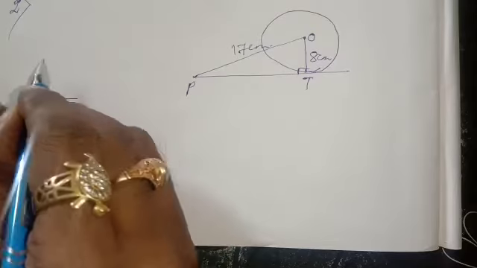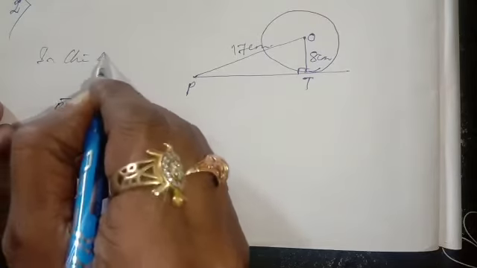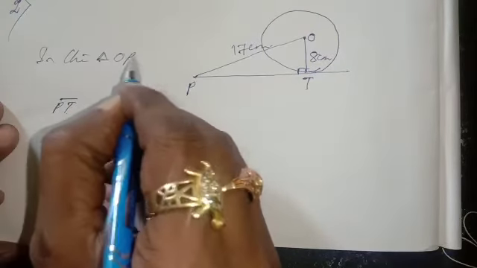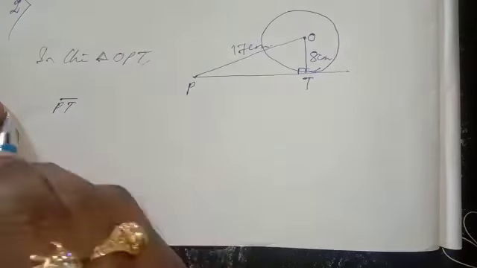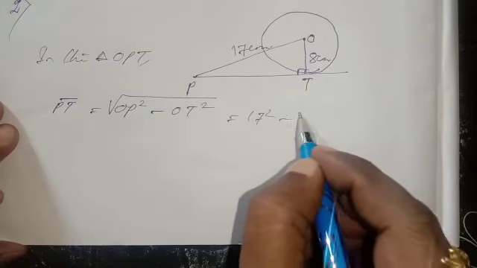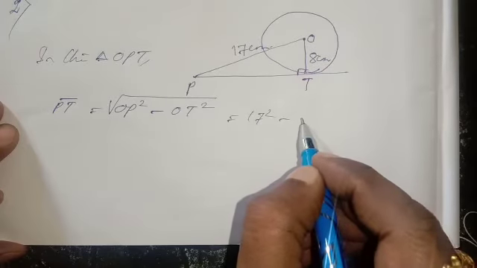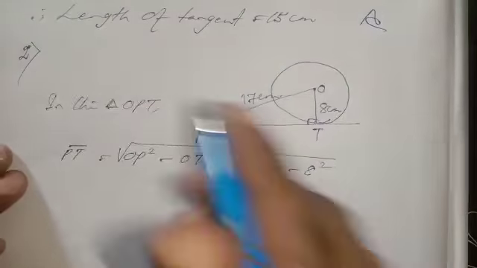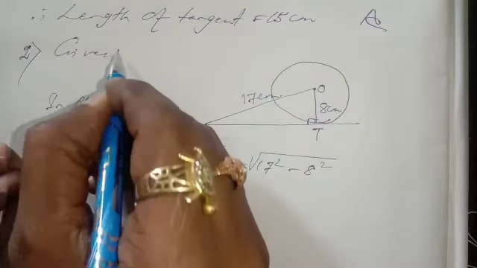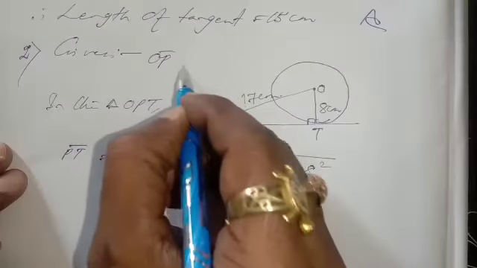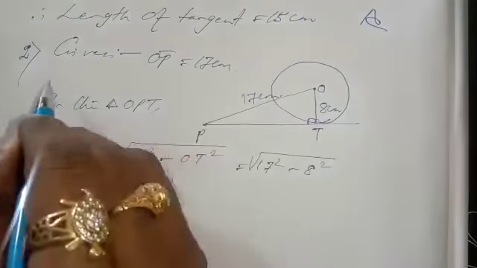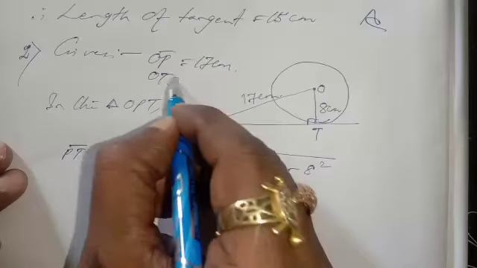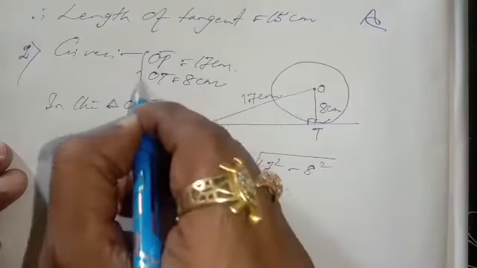PT in the triangle OPT. PT is equal to root over OP square minus OT square, root over 17 square minus OT, that is the radius of the circle, 8 whole square. So here actually what is given? First you have to write. It is given OP is equal to 17 centimeter, OT is given, that is the radius of the circle, 8 centimeter.